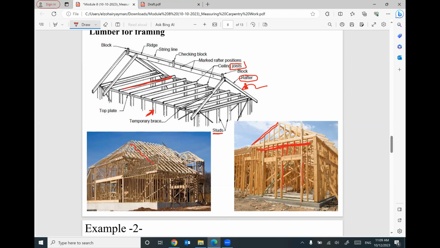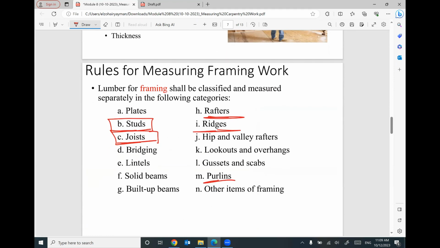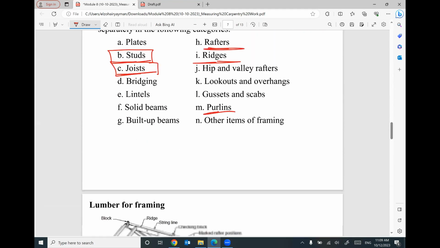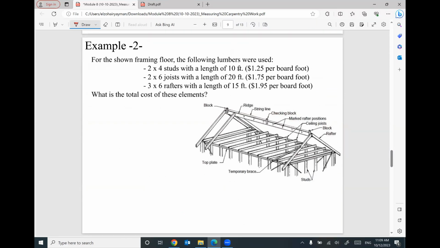If you have different uses, different categories, we need to figure out the quantity takeoff for each alone separately. So lumber for framing shall be classified and measured separately in the following categories. Does that make sense? And we covered this last meeting. This example, I would like to repeat one more time. We are given the framing system for your building. This framing system consists of studs. These studs are 2 by 4 inches, and each piece has a total length equal to 10 feet.